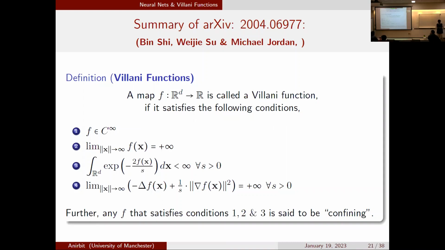And the fourth property is, I would say, the most critical and the most difficult or non-intuitive property. It somehow tries to balance the square of the norm of the gradient with respect to the Laplacian of the function. In some sense, asymptotically, the square of the gradient norm has to grow faster than the Laplacian. And this is a very critical condition, which is where the whole trick comes from. If any function satisfies the first 3 bullet points, it is called confining. If it satisfies all the 4 conditions, it's called Villani.